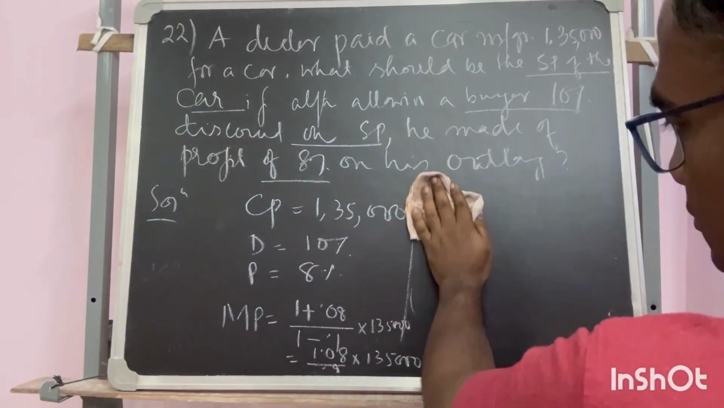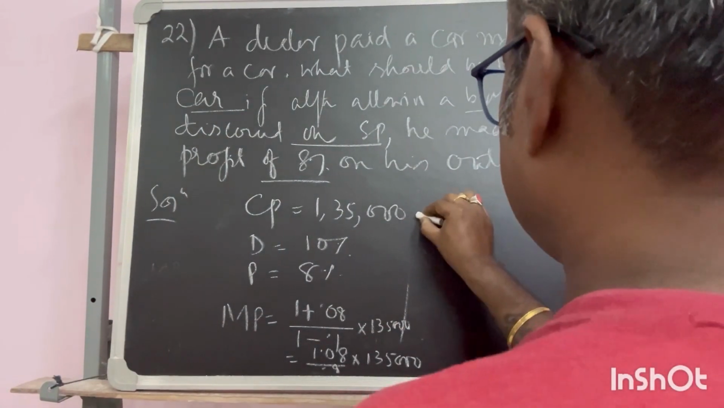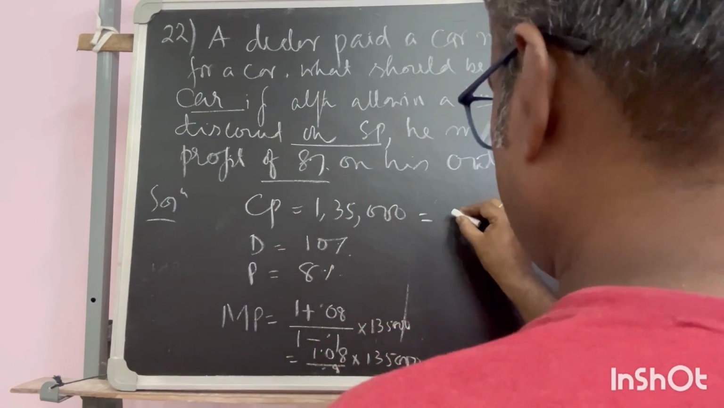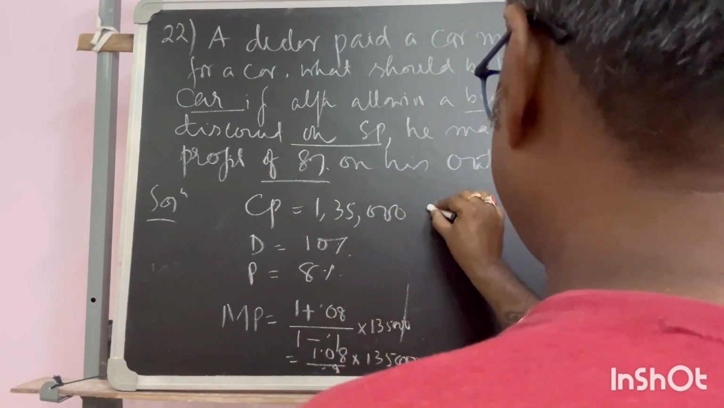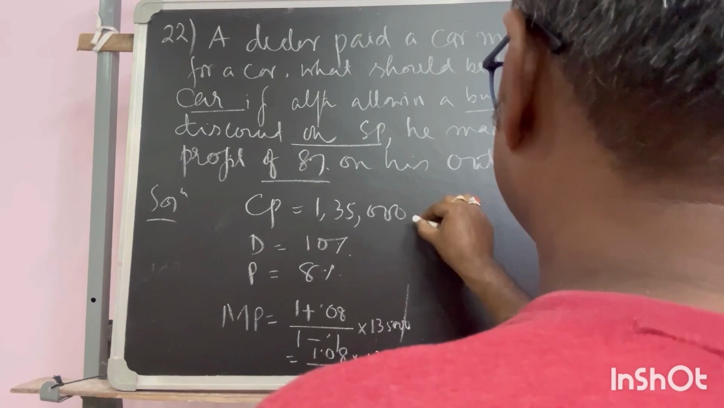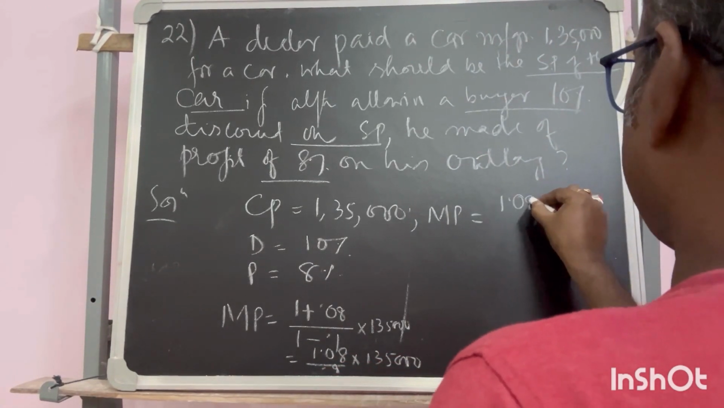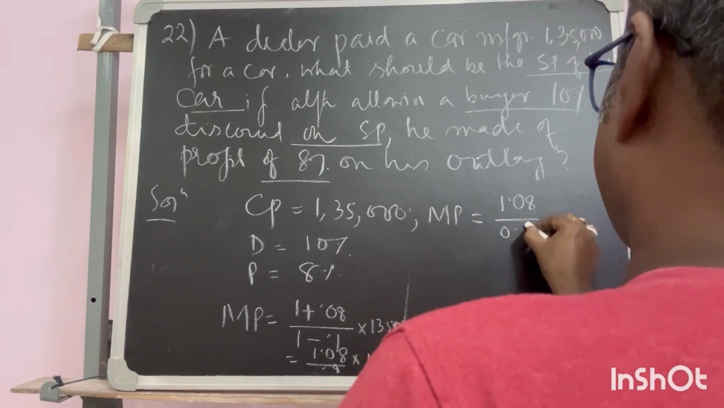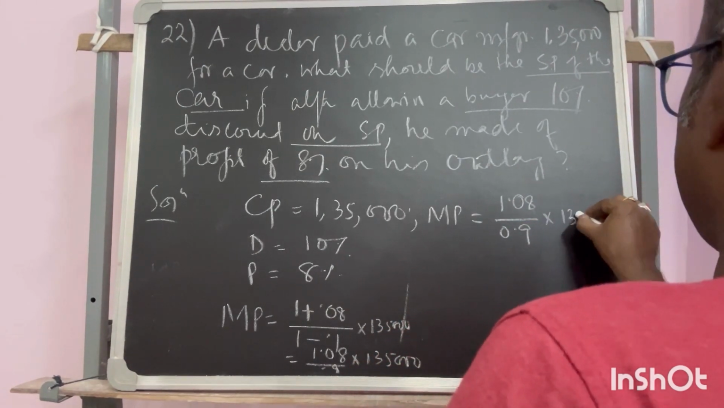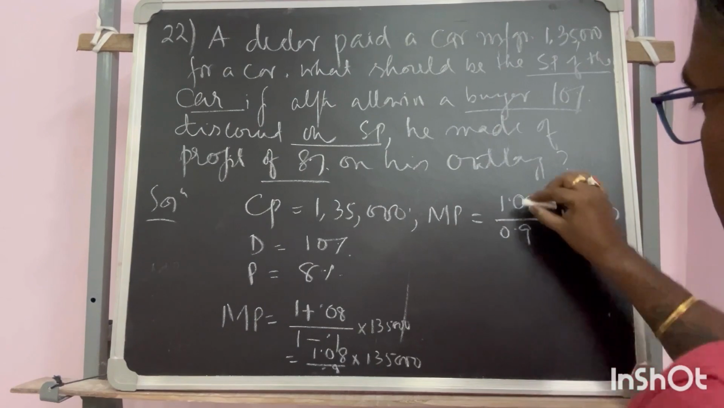So ultimately MP is equal to 1.08 by 0.9 into 135,000.